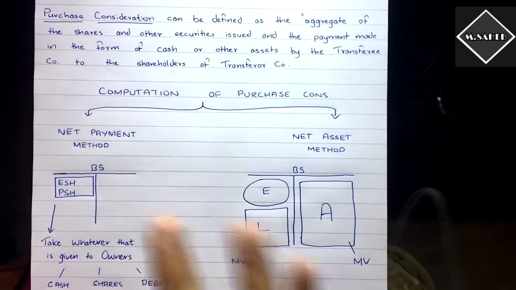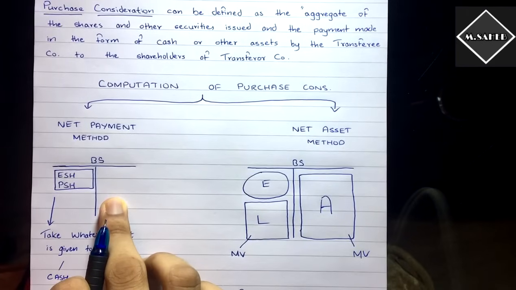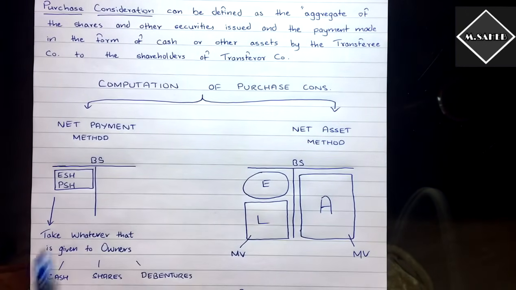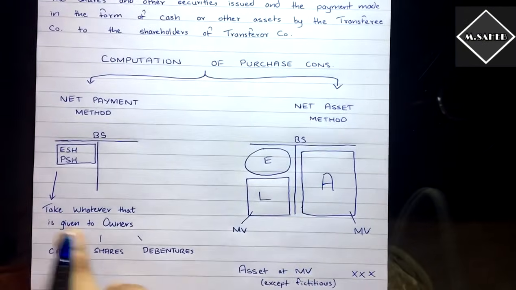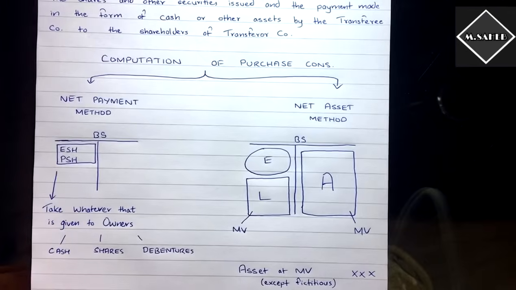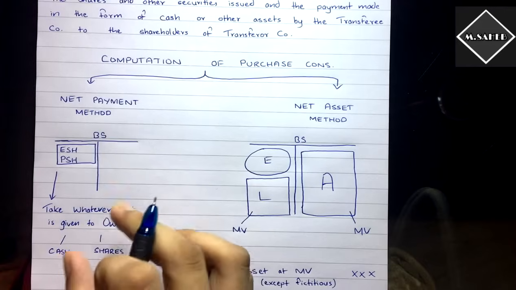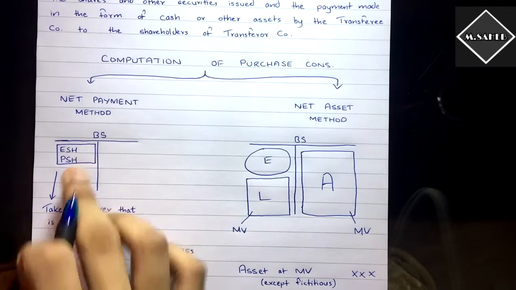See here, let's say this is a balance sheet of any company. I know it's a horizontal balance sheet, just to understand the concept, right? So here, equity shareholders and preference shareholders are the owners of the company. In the net payment method, we have to take whatever is given to the owners of the company. Owners means equity shareholders and preference shareholders. So what do you have to take? Whatever is given to these two, equity shareholders and preference shareholders.